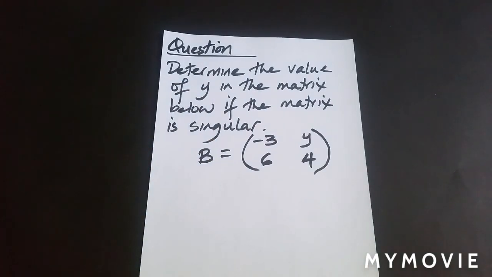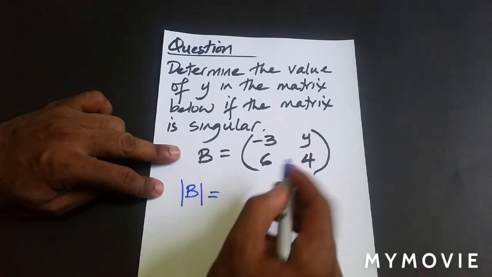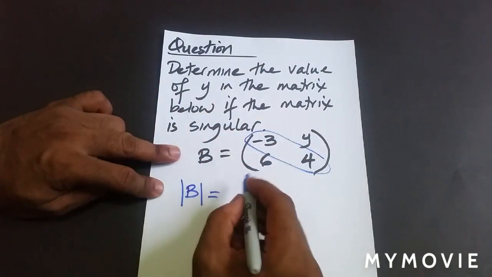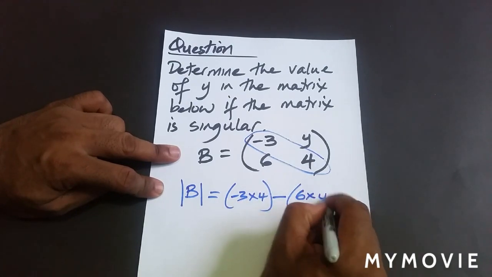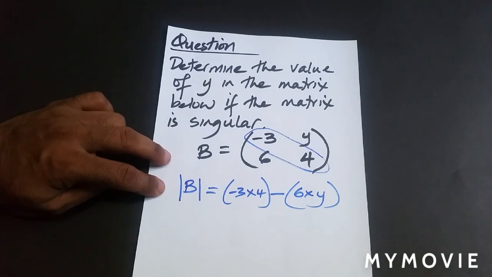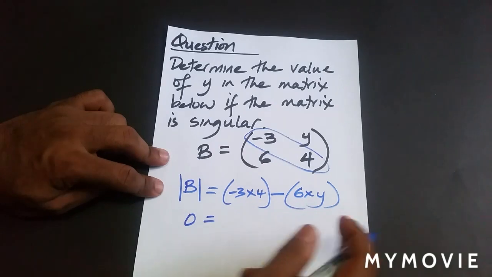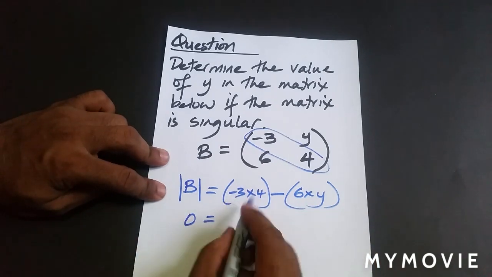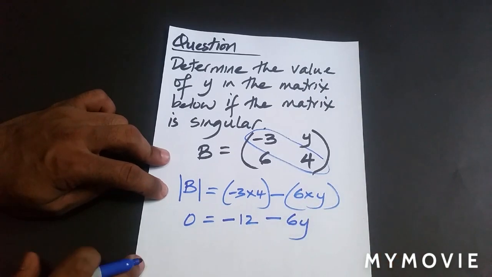So, same thing. Determine the value of y in the matrix below if the matrix is singular. Again, if the matrix is singular, its determinant must be equal to 0. So, here's how we approach this one. So, the determinant of matrix B, elements in the leading diagonal, so it will be the product of those two elements, minus the product of the other two elements. Alright? So, seeing that the matrix is singular, the determinant must be equal to 0. Minus 3 times 4 is negative 12, and 6 times y is 6y.